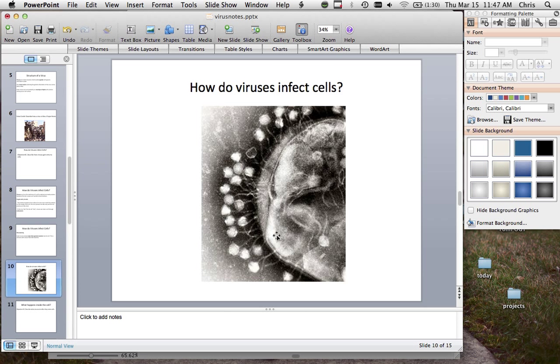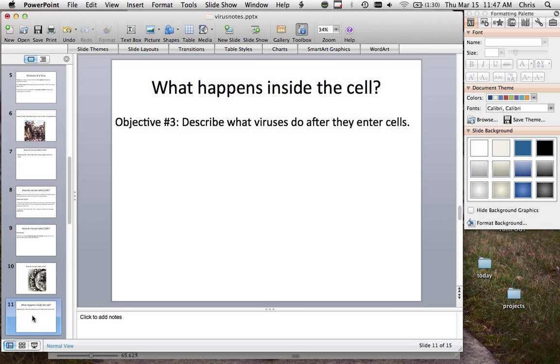Or alternatively, these viruses might be poking little holes through the cell membrane and injecting their viral DNA into the cell. And as you'll find out in the next video, whatever the case, the same result happens every time.